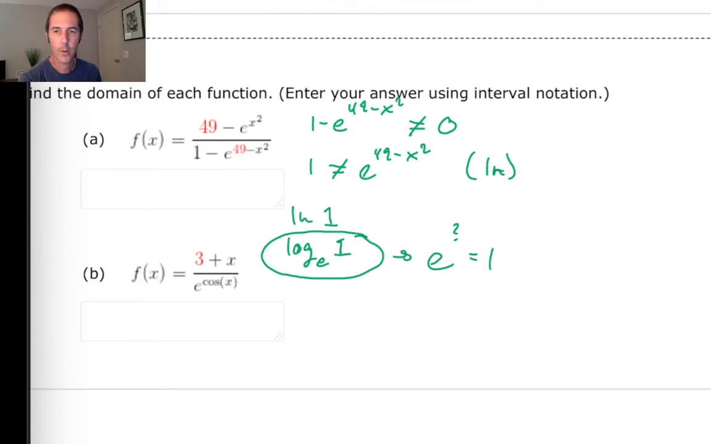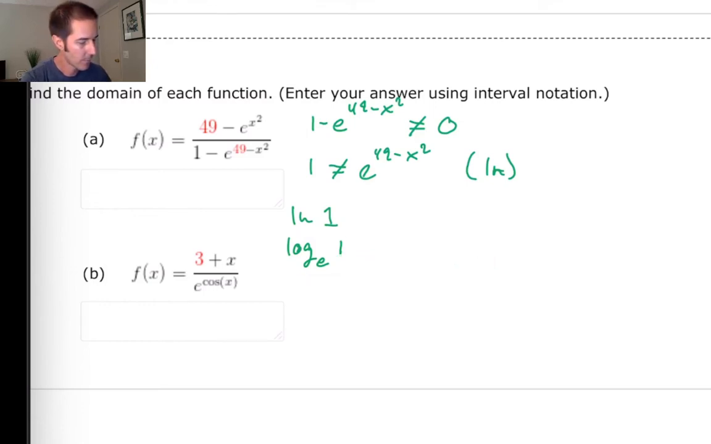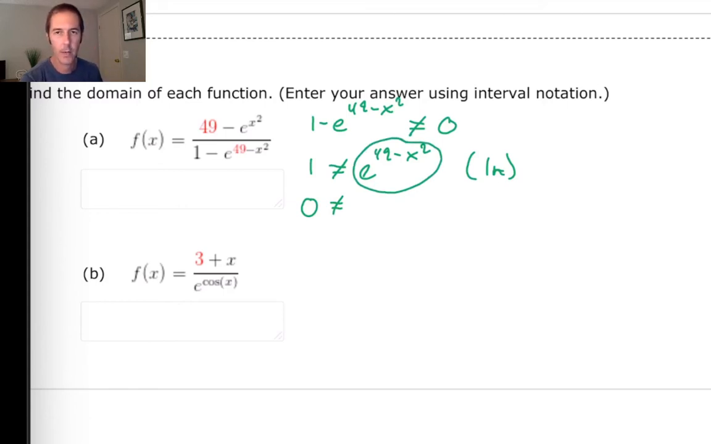So that question mark is a 0, which means log base e of 1 is 0, which means the natural log of 1 is 0, which means that the left-hand side of our equation just became 0, because the natural log of 1 is 0. And what's the natural log of the right-hand side of the equation? That's a property of inverse functions. The natural log and the exponential, the natural log and the e, so to speak, cancel each other out, leaving us just with 49 minus x squared.